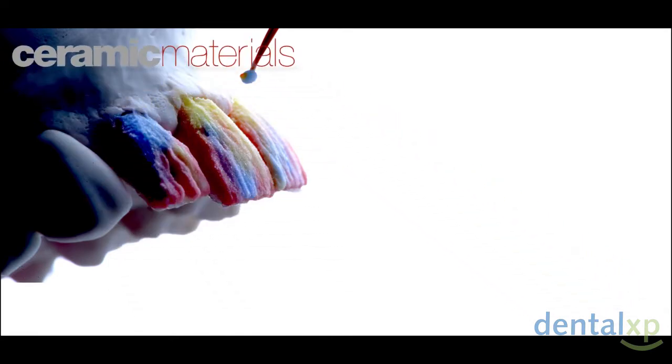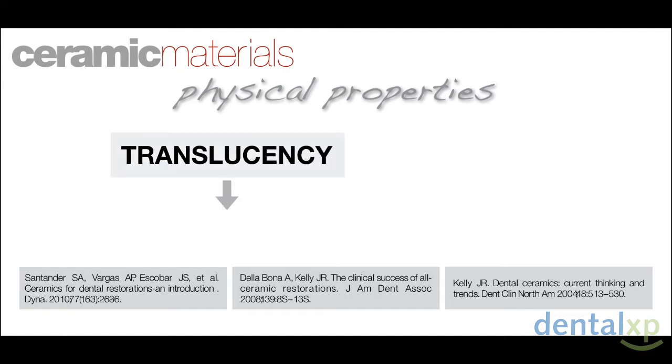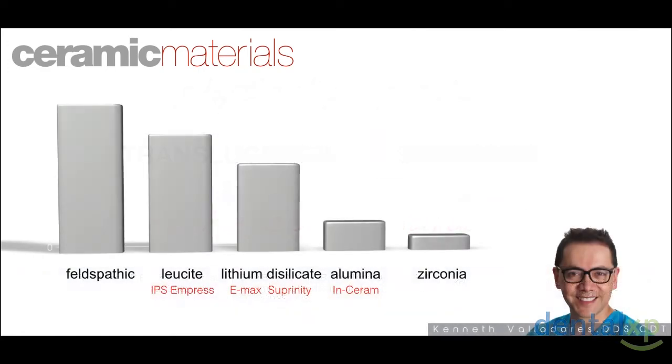This time, I would like to talk about ceramic materials. Ceramics have several physical properties, but the most important properties on which we should base our decisions are translucency and strength. Translucency is directly related to aesthetics, while strength is directly related to durability. When we base our choice on translucency, we look for better aesthetics.